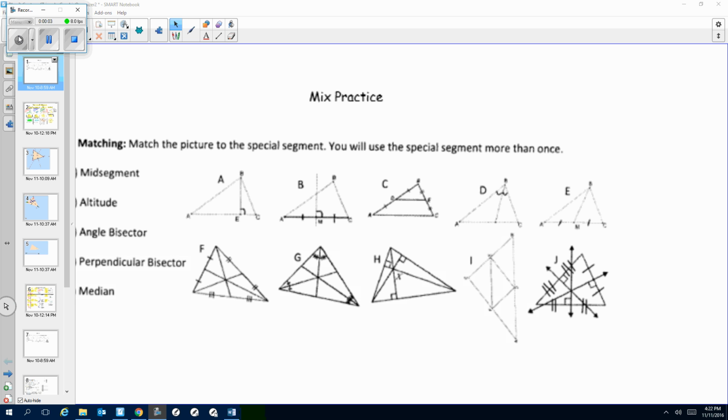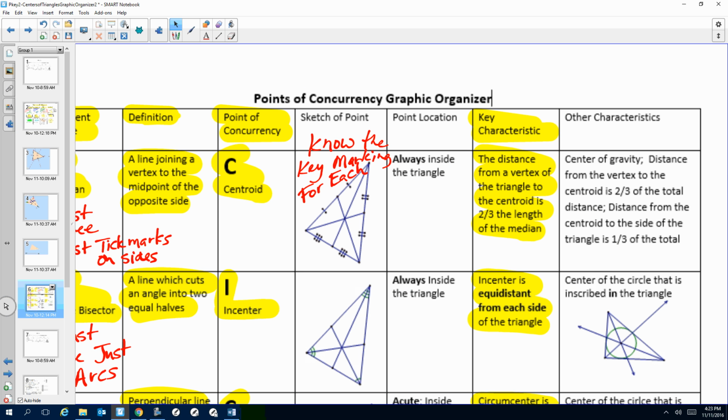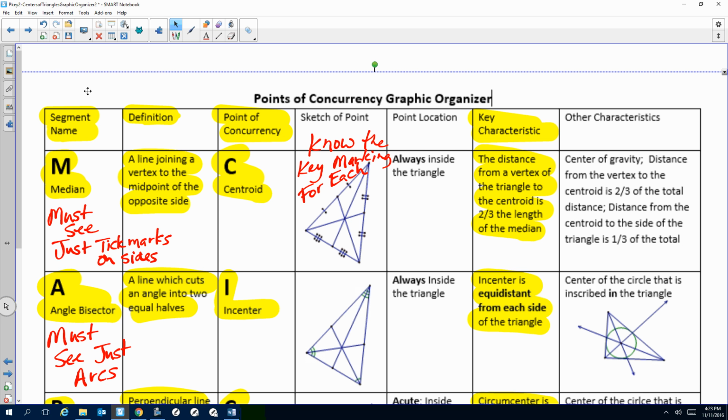Okay, for your mixed practice, this is page 9 in your spiral notebook. You're going to need your orange center of triangles. You can use this side or this side, the table side, but we're going to have to focus on making sure you can identify the special segment.